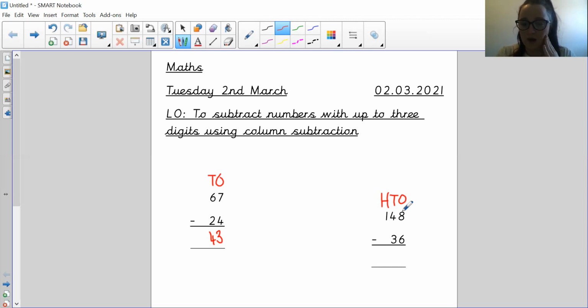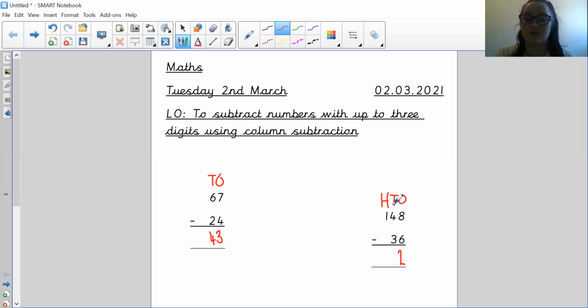So the ones column here, let's look down. 8 subtract 6. So 8 fingers, and I'm going to count, take away 6. So 8, 1, 2, 3, 4, 5, 6. How many's left, Year 3? I've got 2 left, haven't I? So let's pop that on there.